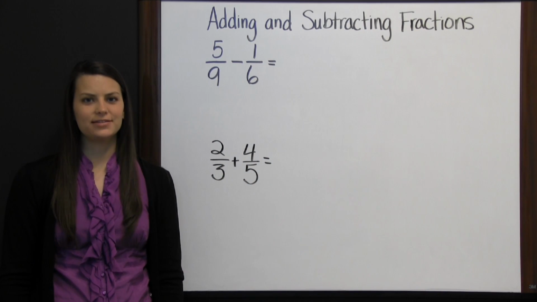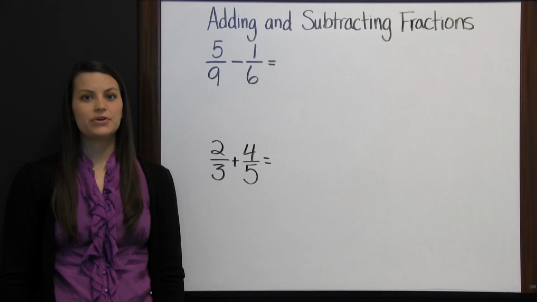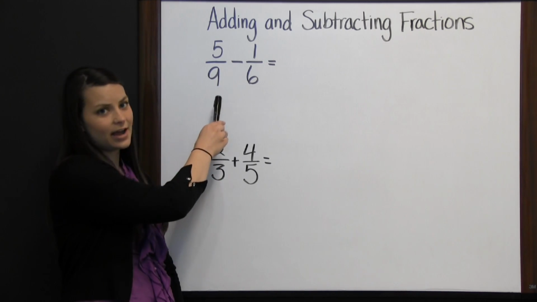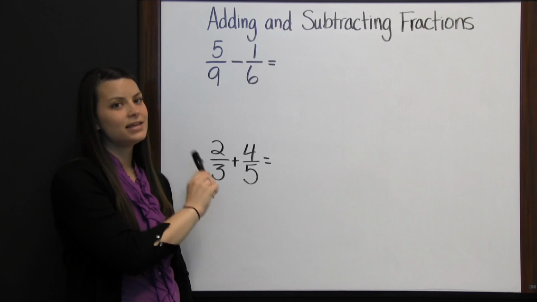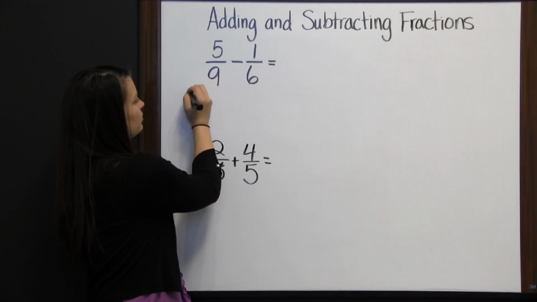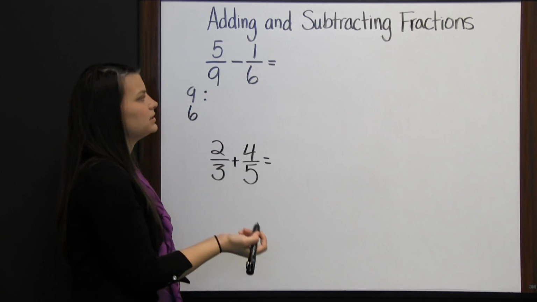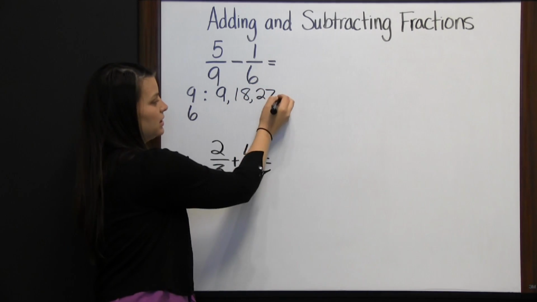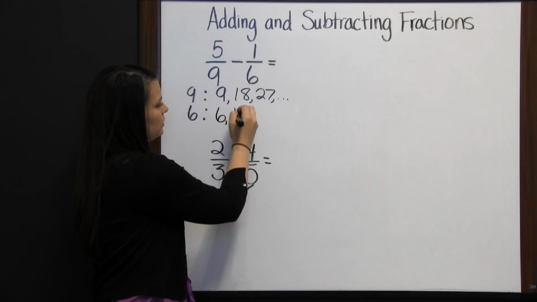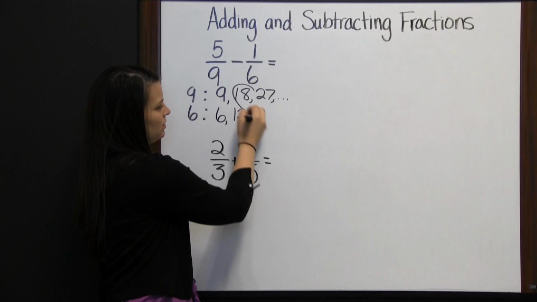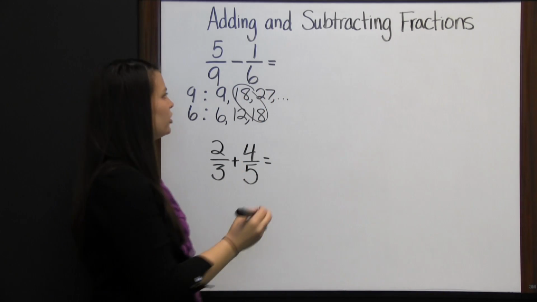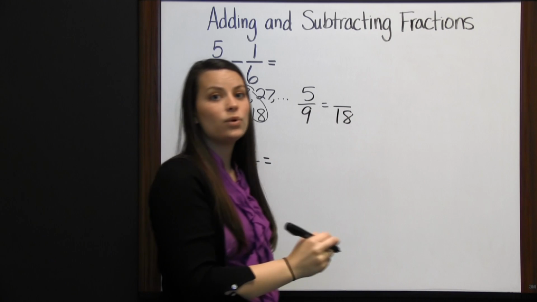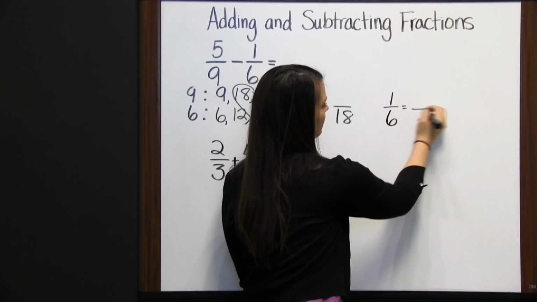Adding and subtracting fractions. To add and subtract fractions, first make sure that the denominators are the same. If they aren't, like in 5/9 minus 1/6, then we need to find the least common denominator. The least common multiple of 9 and 6 can be found by listing the multiples 9, 18, 27, etc. 6, 12, 18. Our least common multiple is 18, so we're going to change both of our fractions, 5/9 to something over 18, and 1/6 to something over 18.